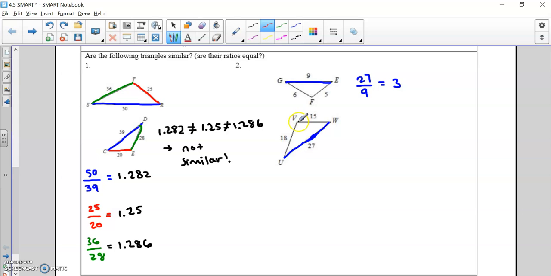Okay. The 15 and the 5 must go together because 15 is the smallest on this triangle and 5 is the smallest on that triangle. So I'll set up my next ratio. 15 divided by 5 is also 3.